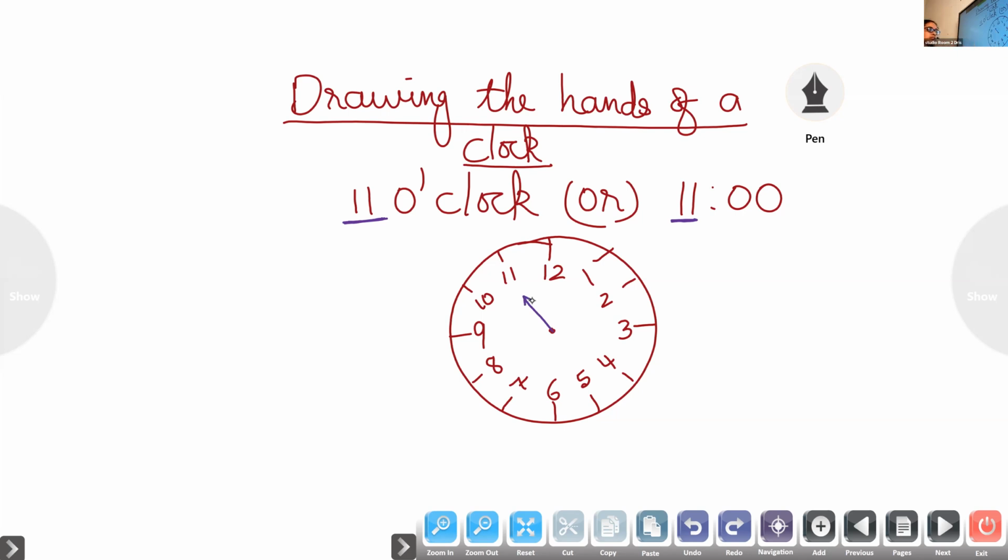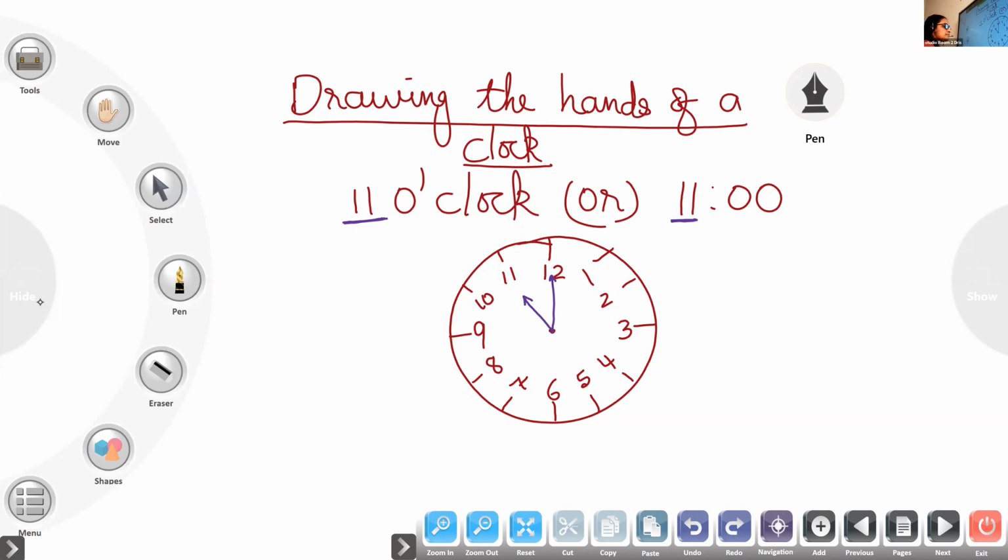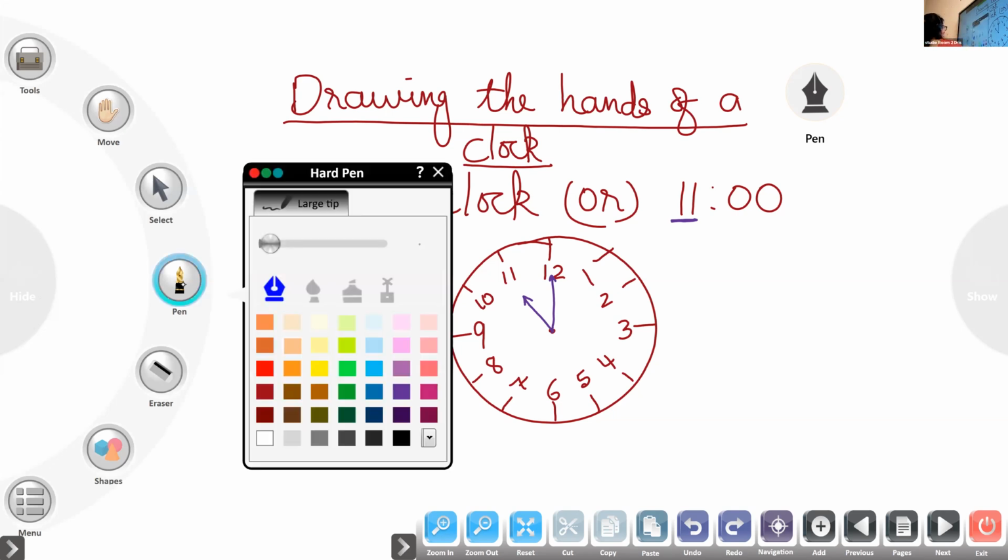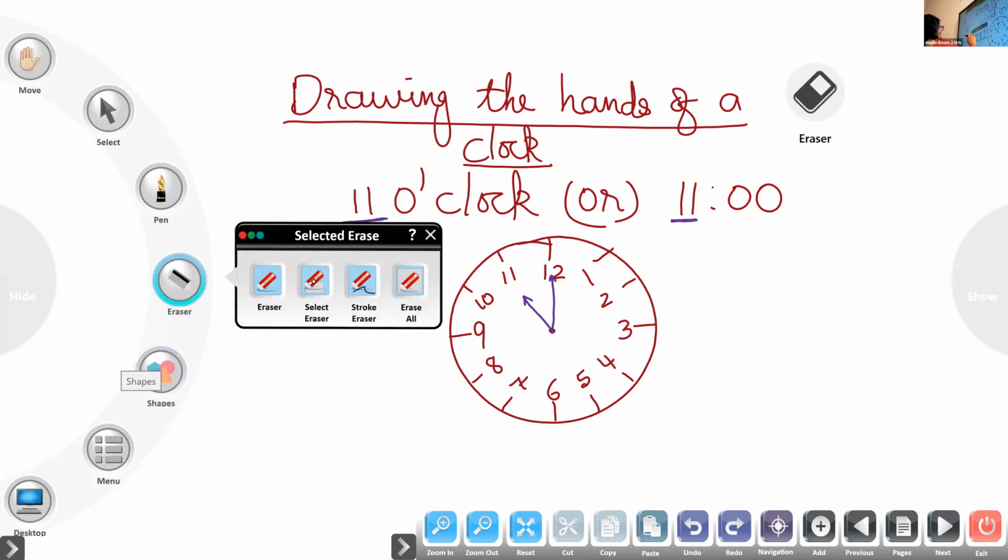And I told, always the long hand will be on 12. So draw the long hand to 12 and the short hand to 11. This is the way we have to draw the clock. It's easy, isn't it? Now one more time, I'm going to give the other time.